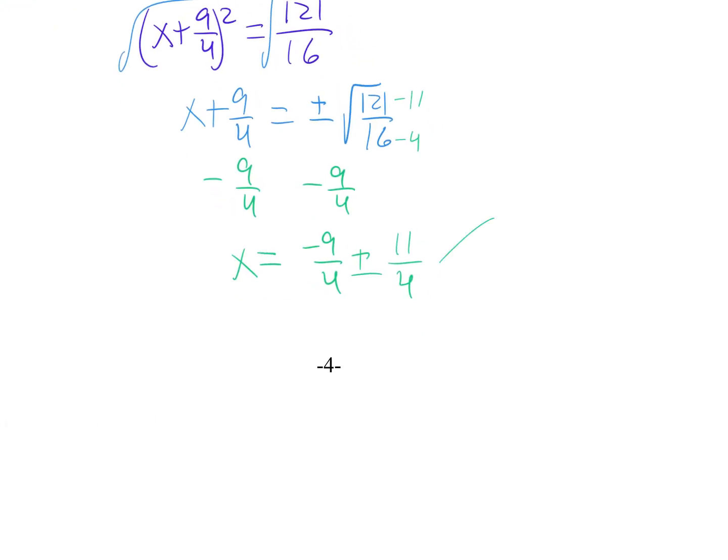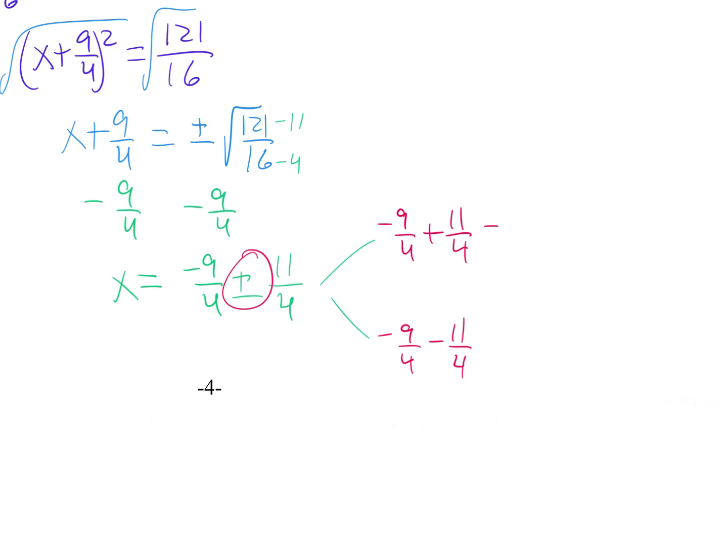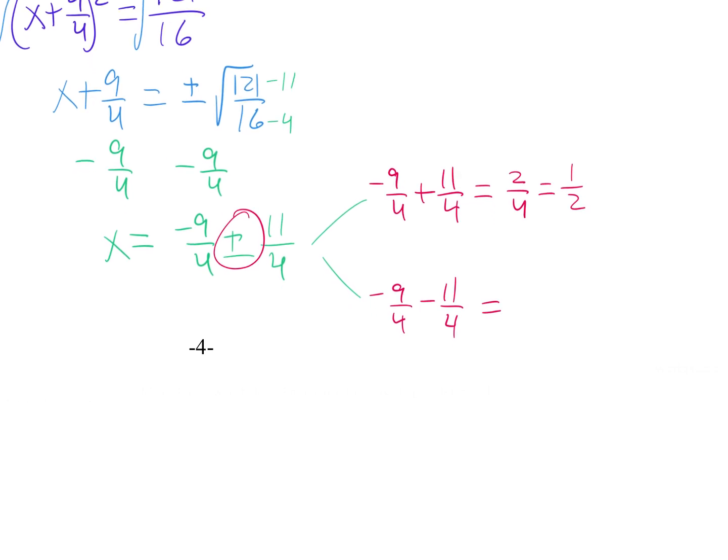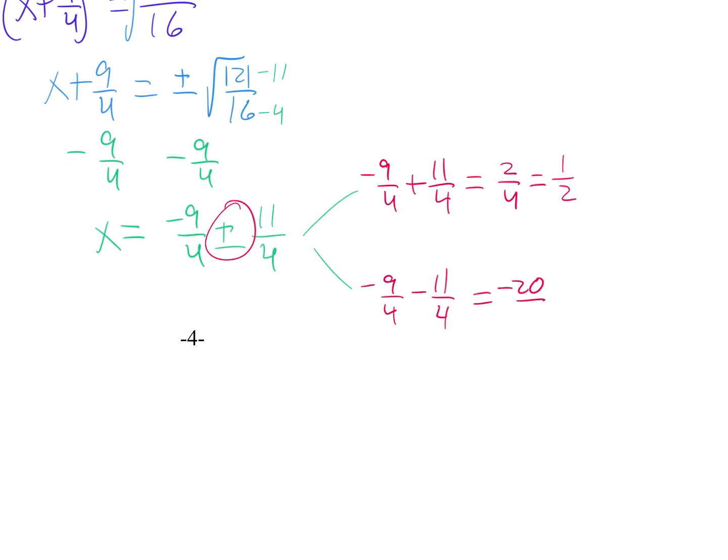So we actually want to split up our answer into 2 parts. So we get negative 9 over 4 plus 11 over 4, and then we get negative 9 over 4 minus 11 over 4. Remember, this plus or minus means exactly that. One is plus, one is minus. So negative 9 over 4 plus 11 over 4 is going to be 2 over 4, which is 1/2. And then negative 9 over 4 minus 11 over 4 is going to be negative 20 over 4, which is going to be negative 5. So we get our 2 answers like this.